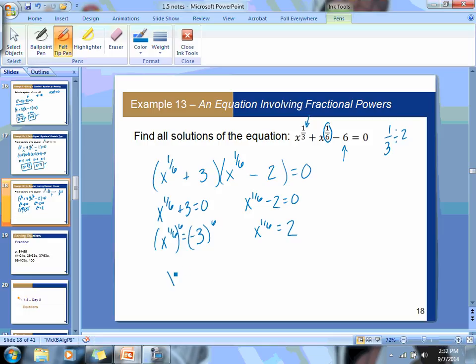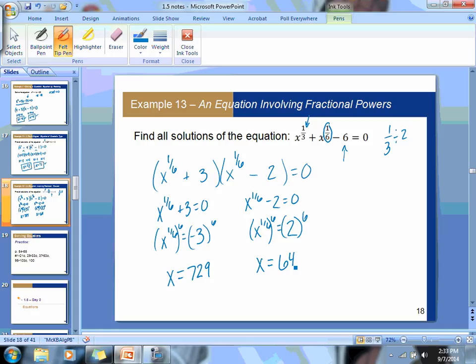And you can do that in your calculator. Make sure you put a parentheses around the -3 because we want the negative to go with the 3. And if we raise -3 to the 6th power, we'll get 729. Same thing over here. To get rid of that 1/6, I'm going to raise it to the 6th power. So I'll have x equals 2 to the 6th, which is 64.